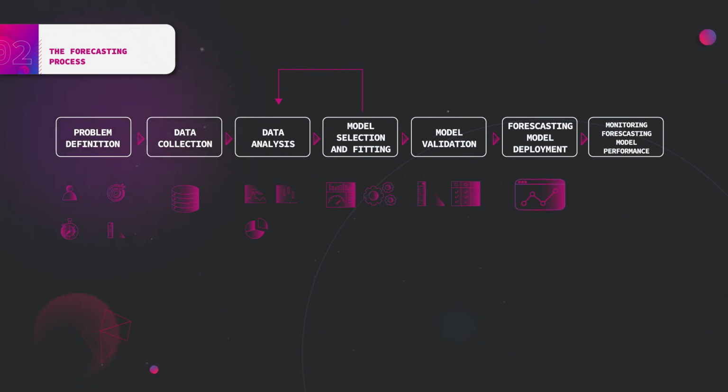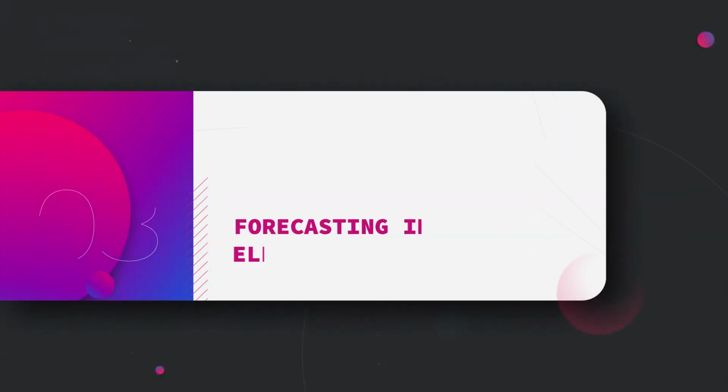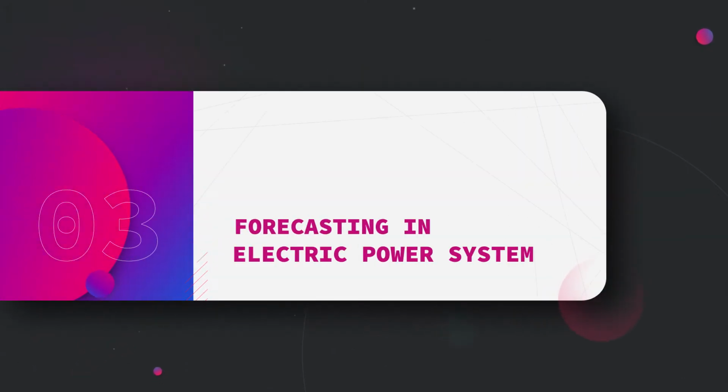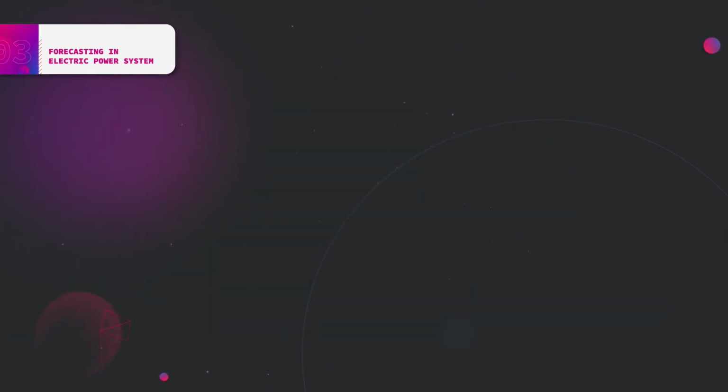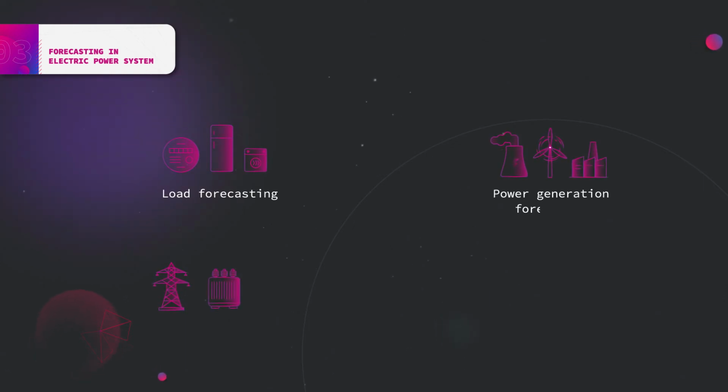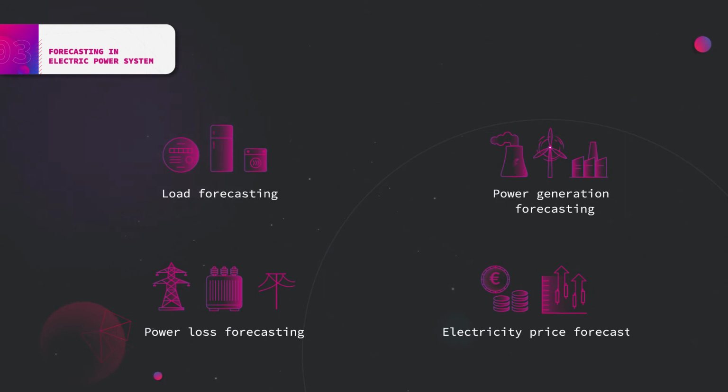Forecasting model is deployed to real data and results can then be used by the customer. The last step is an ongoing activity after the model has been deployed to ensure that it's still performing satisfactorily. Forecasting is an integral part of any sphere of human activity, and energetics is not an exception. In an electric power system, what is mostly forecasted is load, power generation, power loss, and electricity price.